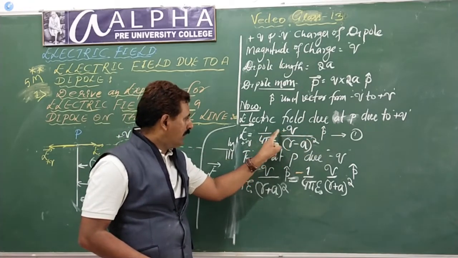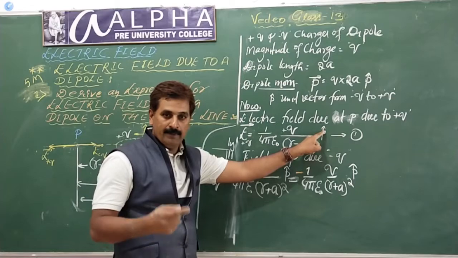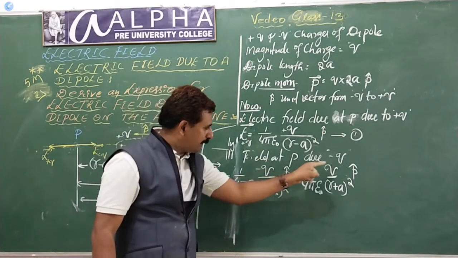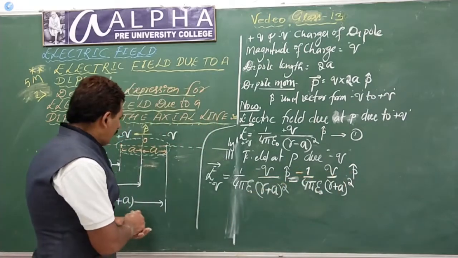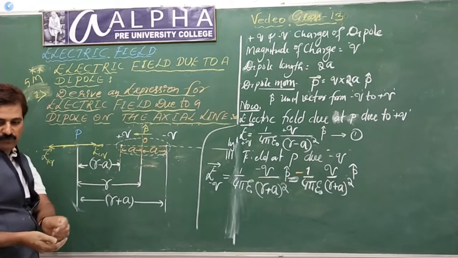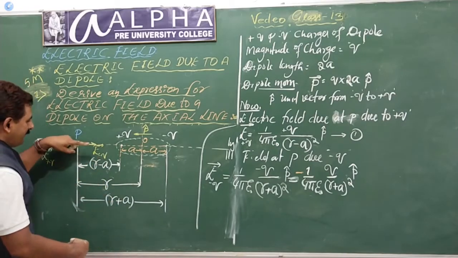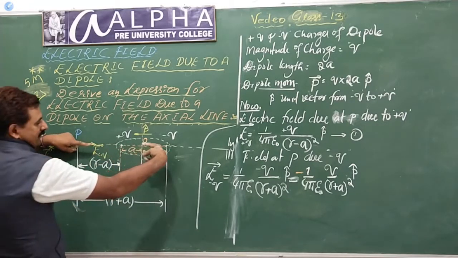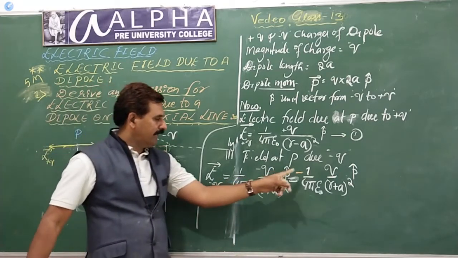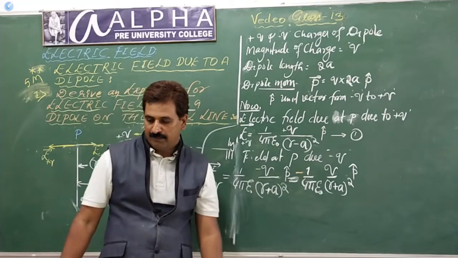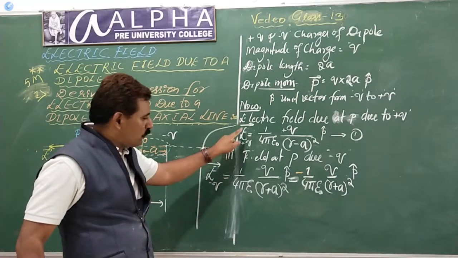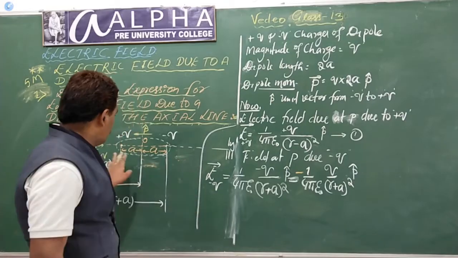Plus P cap means electric field and P cap are in the same direction. Here, E minus P cap means the electric field is opposite to the direction. Look at these two fingers. This is the electric field of minus Q, and this is the dipole moment. These two are in opposite directions. Opposite means negative. Very simple. You have written the expressions for electric field due to plus Q and minus Q.